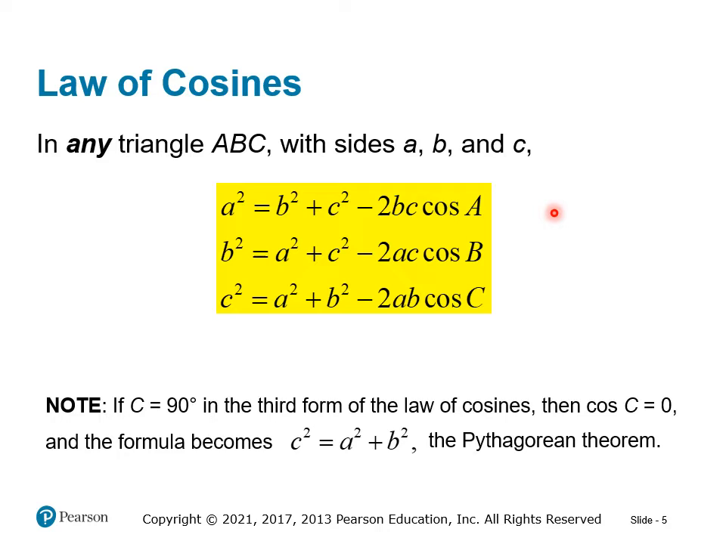Before we go to the next slide, note if cosine of C, or more specifically if C equals 90 degrees, the cosine of 90 is 0, and so this whole term becomes 0, and we just get c squared equals a squared plus b squared, which of course is the Pythagorean theorem, which works on right triangles, which is what this would be. So if any of these angles are right angles, then this disappears, and we simply have, again, a right triangle and Pythagorean.